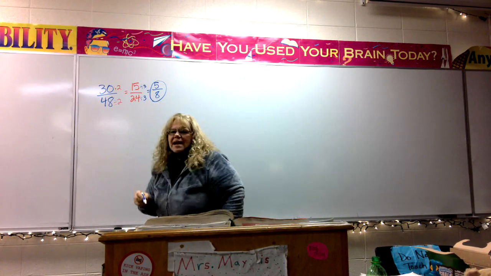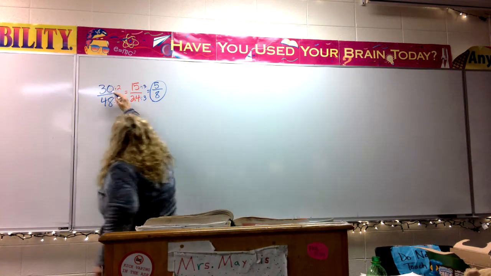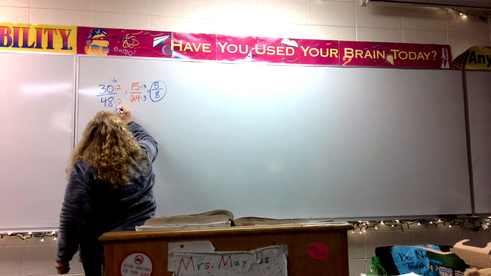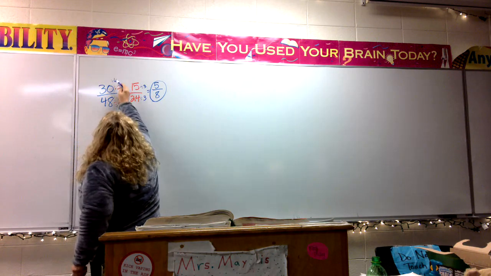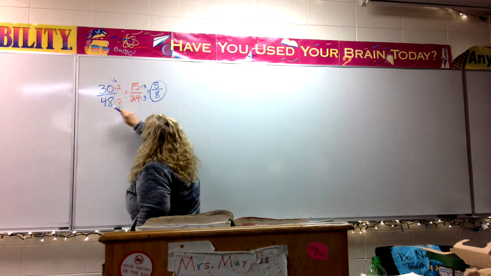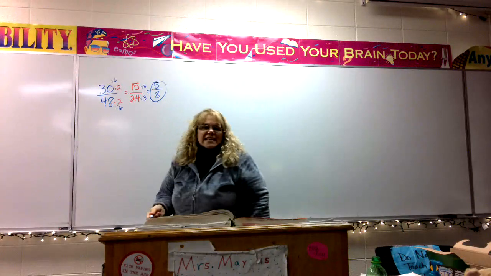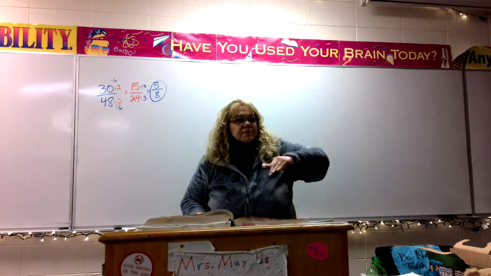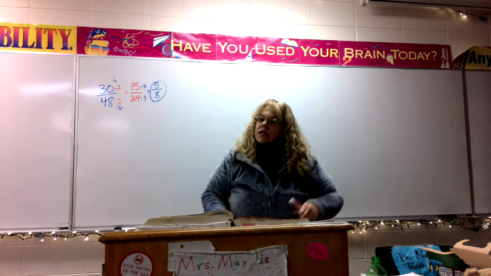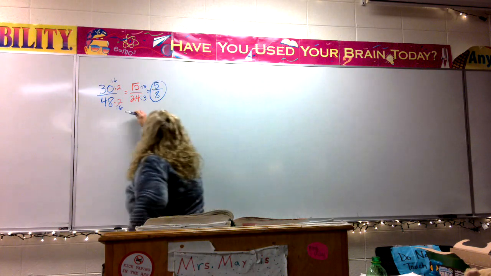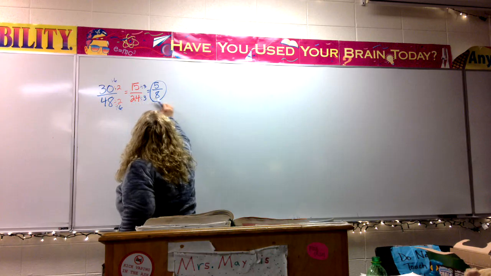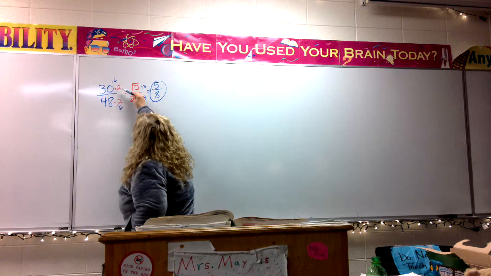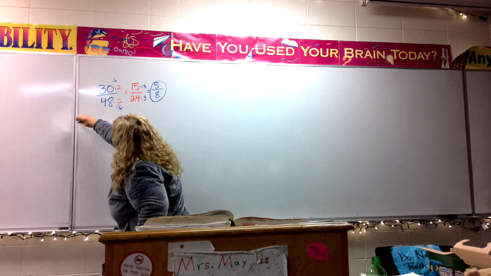Mm-hmm. If by chance you went back here, what goes into both 30 and 48? 6. You could divide by 6 right away. 30 divided by 6 is 5. 48 divided by 6 is 8. So either way, it doesn't matter what you reduce by, as long as top and bottom have the same factor. So eventually, you keep dividing factors out until you can't go any farther. And you can either do that all at once, or you can do it a little at a time, right?